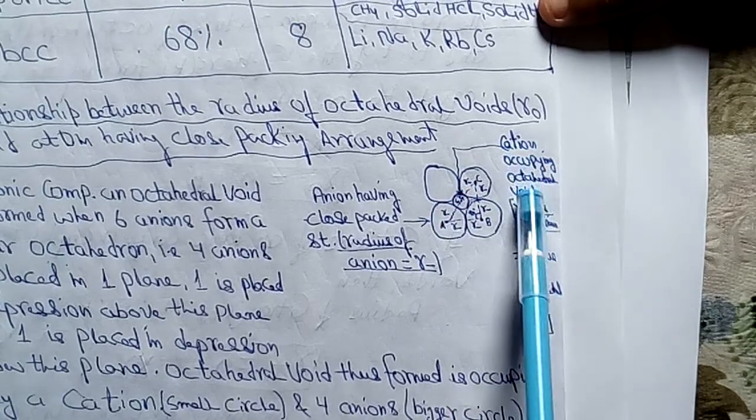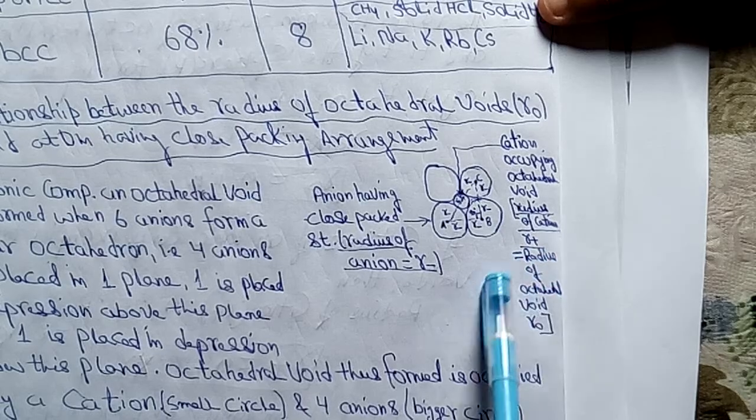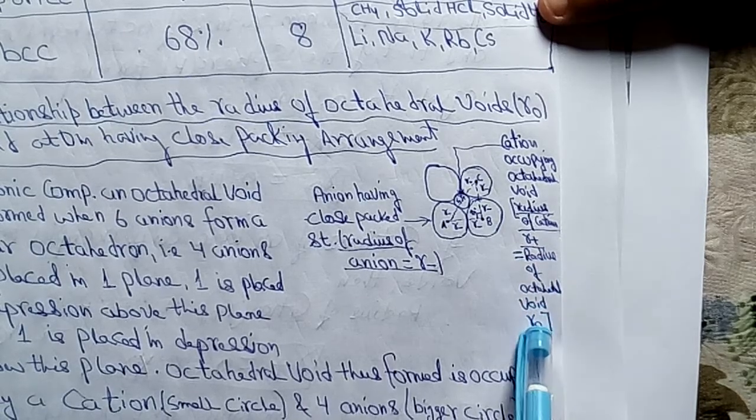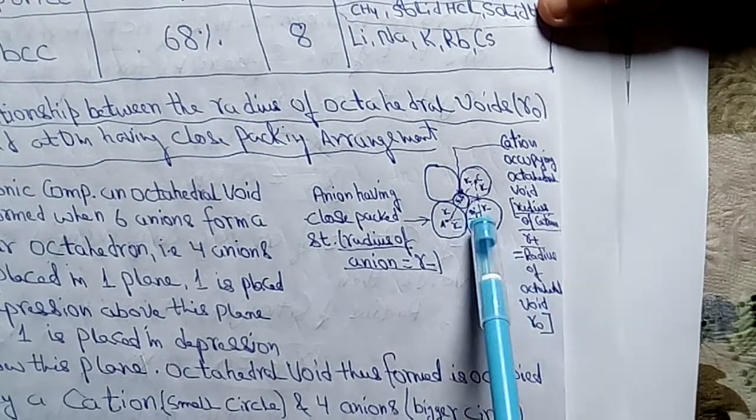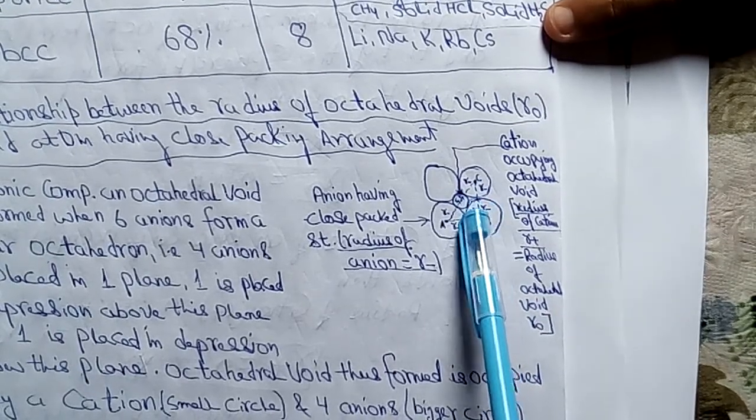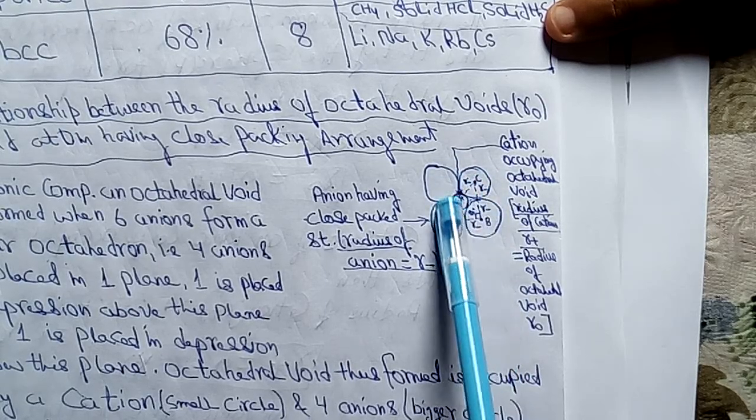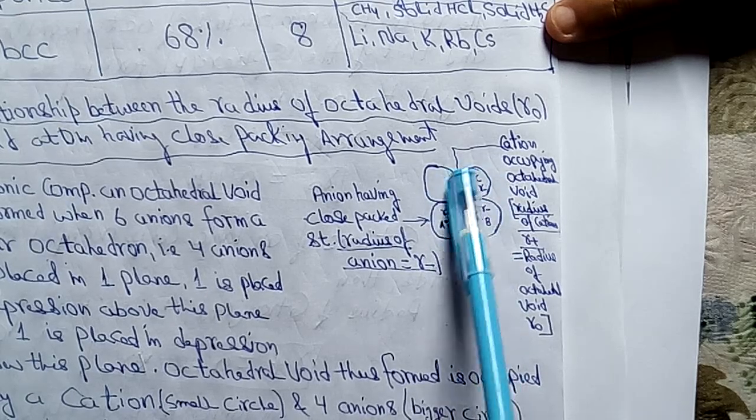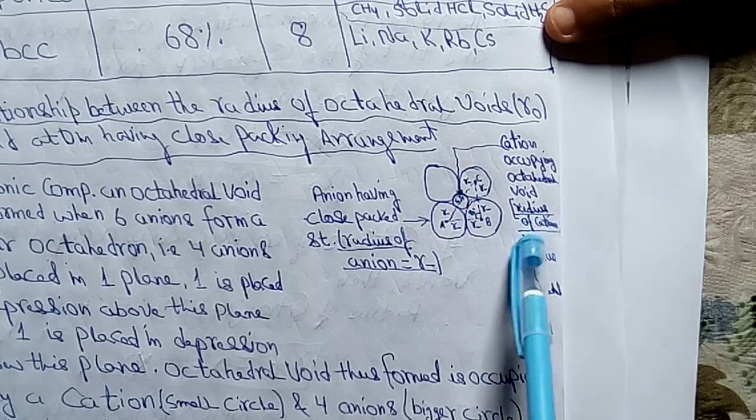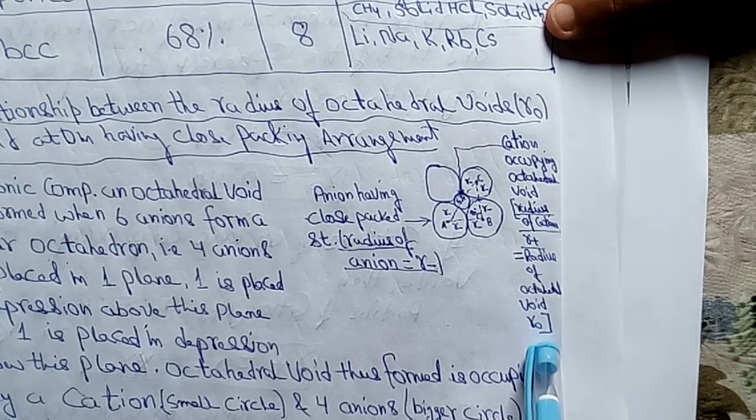So now the cation occupies the octahedral void. The radius of the cation is shown with r plus, which is equal to the radius of the octahedral void, r0. The octahedral void and the cation are equal in radius, because the cation is present at the center, at the place of the octahedral void. Therefore the radius of the cation r plus is equal to the radius of the octahedral void r naught, that is r plus equals r naught.